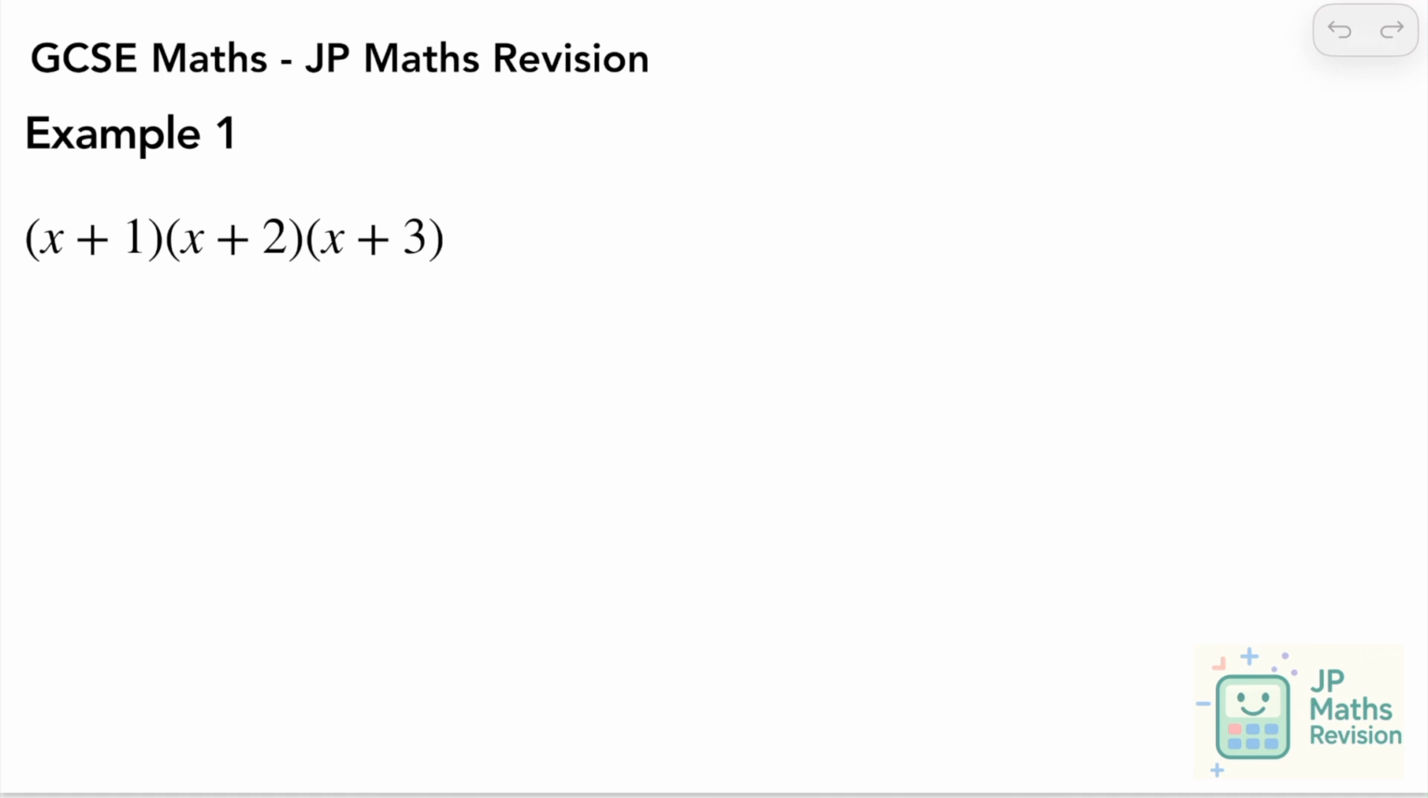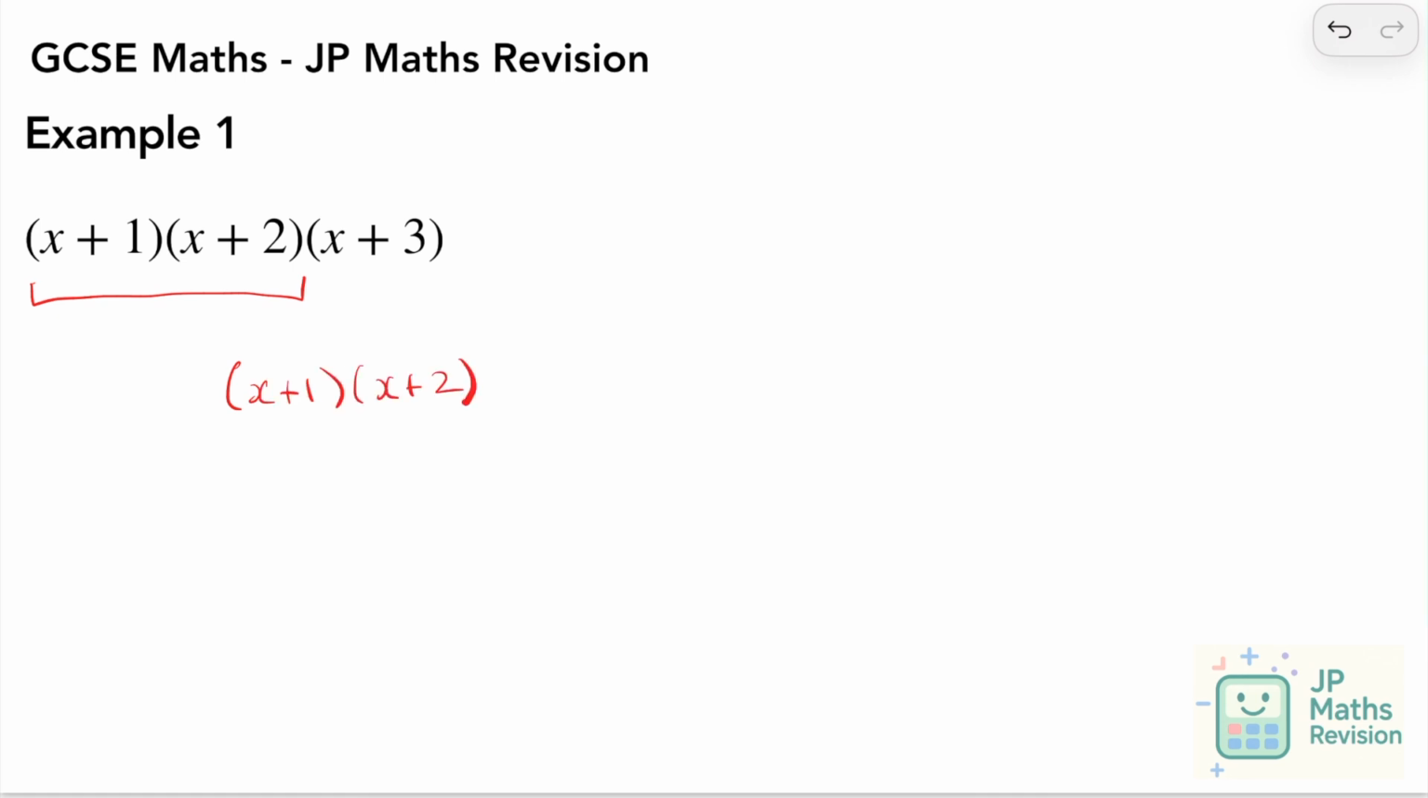So here's an example. In this case, we're doing x plus 1 times x plus 2 times x plus 3. So step 1 is to just pick any two brackets. The two that I always choose are the first two. But you don't have to do the first two, you can do the last two, or you can do the first one and the last one, but it's probably just easier to do either the first two or the last two. So we have x plus 1 times x plus 2.